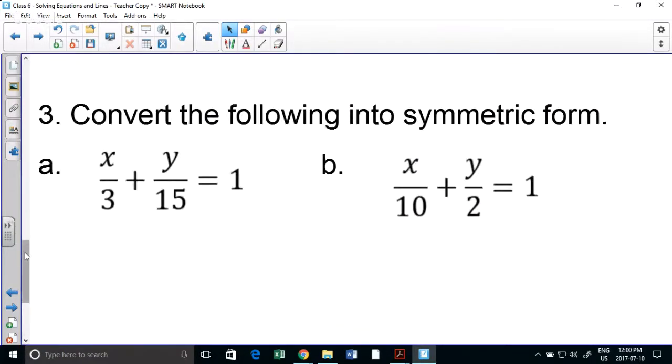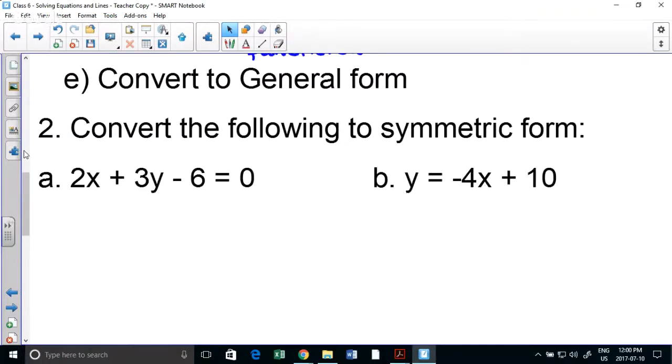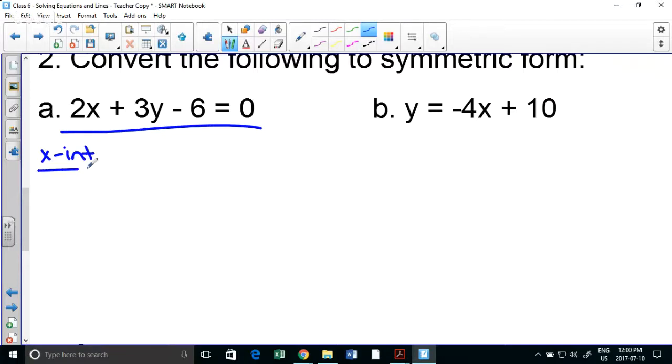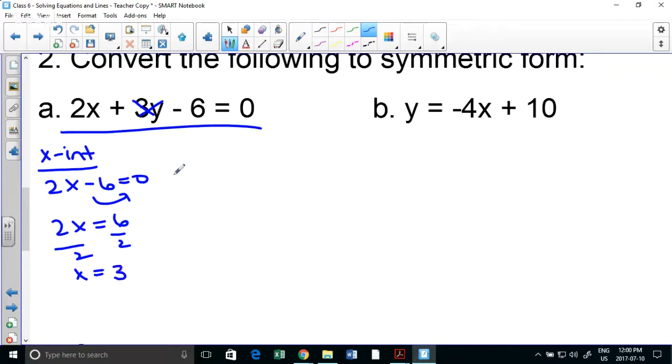We'll do an example of this down here. Convert the following to symmetric form. Symmetric form, I just need the intercepts. So here I would just solve for the intercepts. We need the x-intercept, so again, we're doing the hiding. If the x-intercept is where this disappears, I get 2x minus 6 equals 0. Moving this over, I get 2x equals 6, so x is 3.